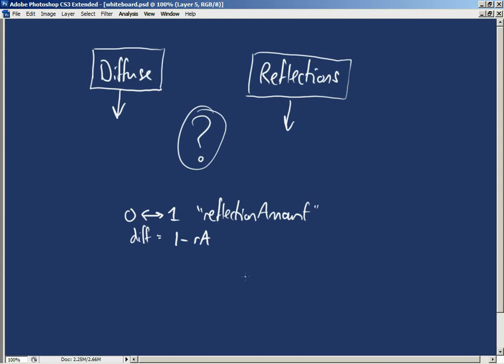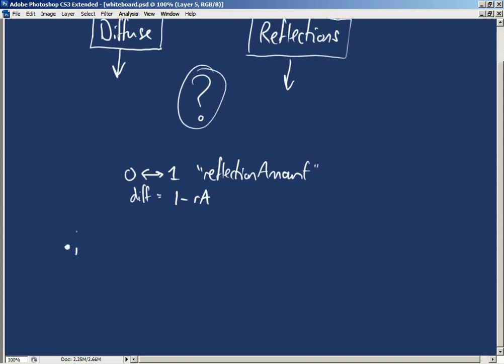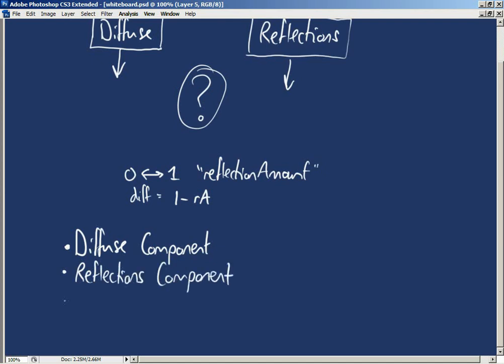So really this DVD breaks down into 4 key areas. We have the diffuse component as the first area we're going to look at. We have our reflections component. We then need to look at how we're going to balance diffuse and reflections, so diffuse and reflections balancing, which again is going to look at using that reflection amount along with using Fresnel calculations.